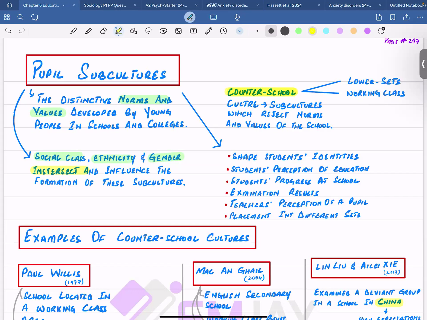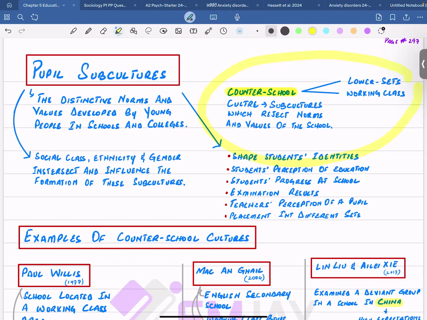Taking this ahead, we're talking about pupil subcultures here. Pupil subcultures, like I said, are the distinctive norms and values developed by young people in schools and colleges. Social class, ethnicity, and gender intersect and influence the formation of these subcultures. Now that we know what subculture means, we should also be familiar with what the term counter school culture, or anti-school subculture, means.